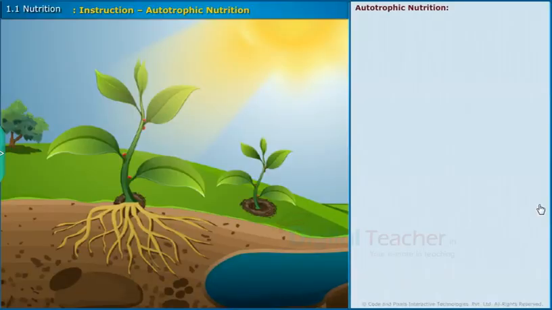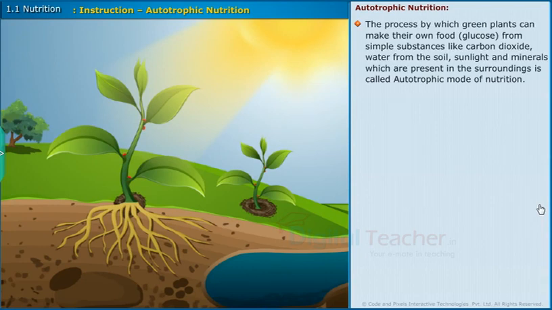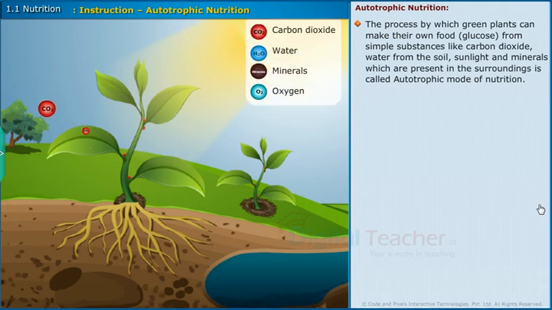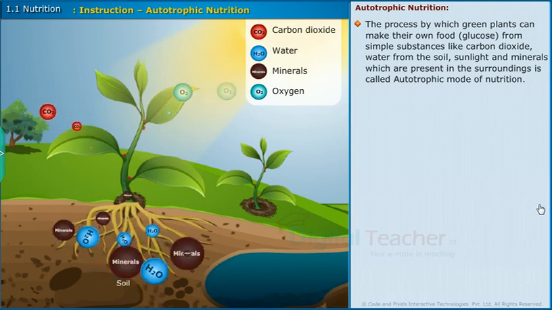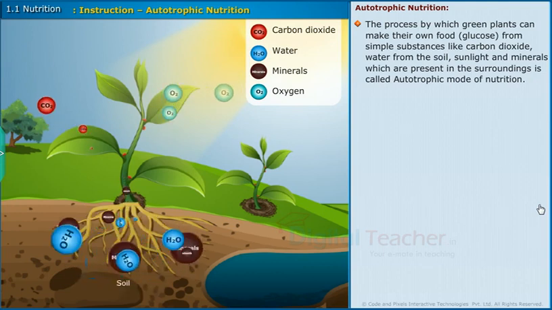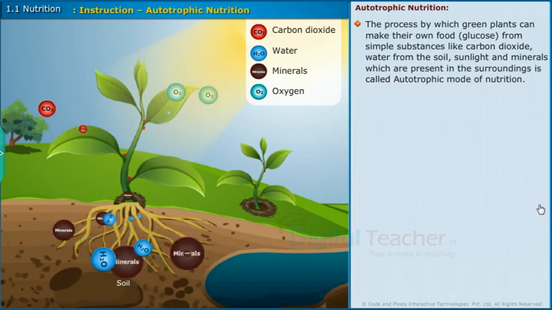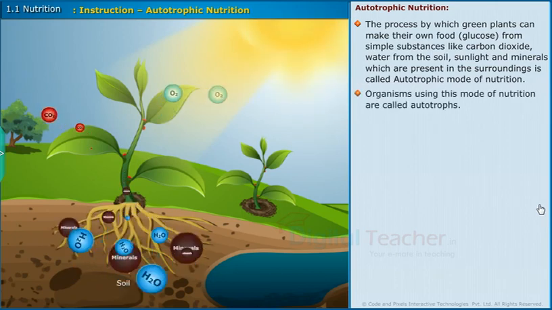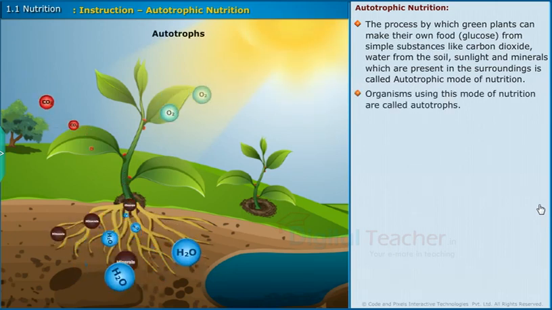To begin with, let us learn about the requirement of nutrition in plants. The process by which green plants can make their own food, glucose, from simple substances like carbon dioxide, water from the soil, sunlight and minerals which are present in the surroundings, is called autotrophic mode of nutrition. Organisms using this mode of nutrition are called autotrophs.